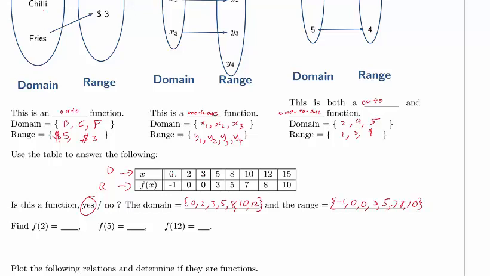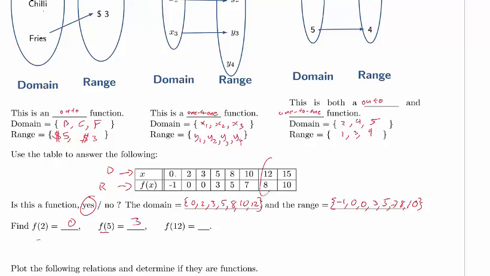Okay. Find f of 2. So we just look at this guy here. f of 2 is 0. Find f of 5. Well, that's there. f of 5 is 3.